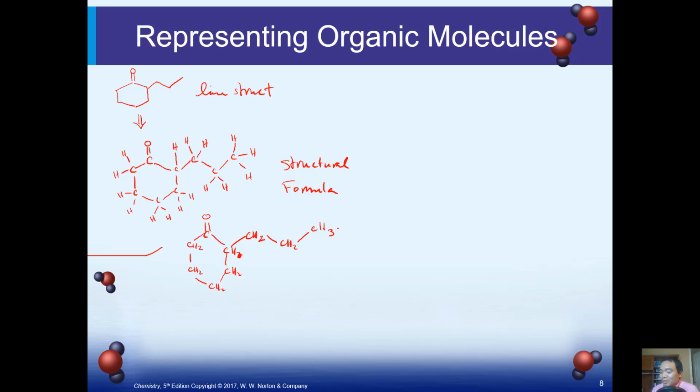Okay, if you write the whole formula, you can count the number of carbons and the hydrogens. You can also write the chemical formula. All right, we're gonna skip that step. Let's go over another example. For example, if we have a structure like this, can you write other representations as well?